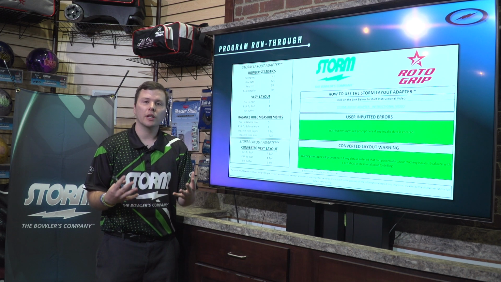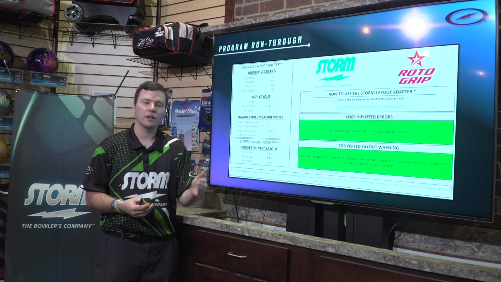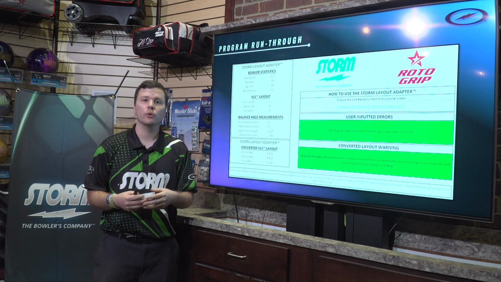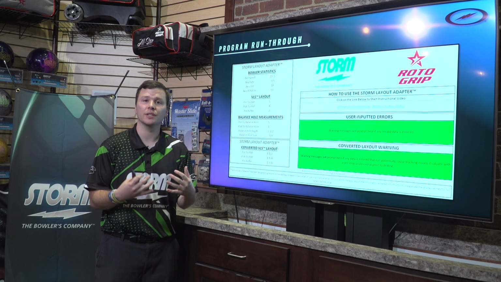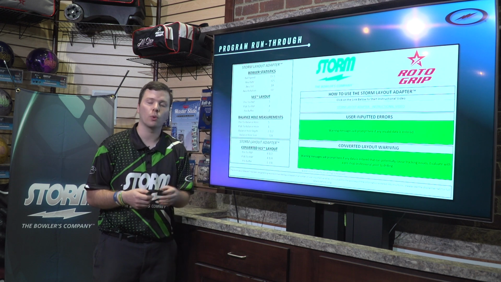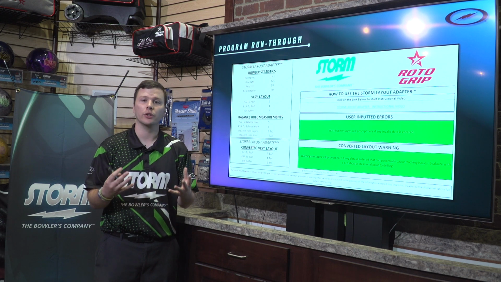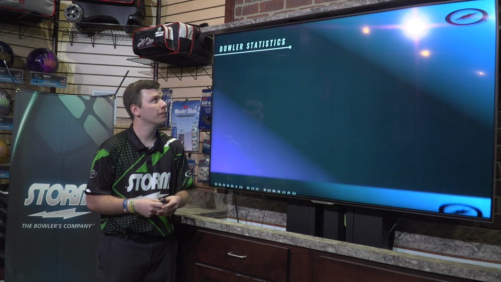So now that you have a pretty good understanding of how the plug affects the bowling ball and how those balance holes are affecting the bowling ball, we can do a run through of the program and get a pretty good idea of how these calculations are working and why it's requiring the information that it needs for the Storm Layout Adapter to give you a good recommended converted layout.